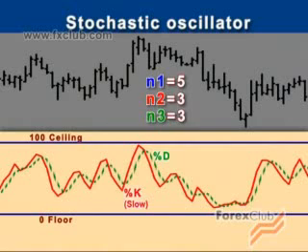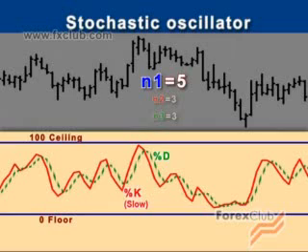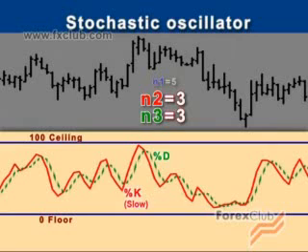So what have we got? 2 lines, a slow percentage K and percentage D. In addition to this, we have 3 time values. N1, 5 is the customary value, and N2 and N3, they're the smoothing periods. We've set them both at 3.